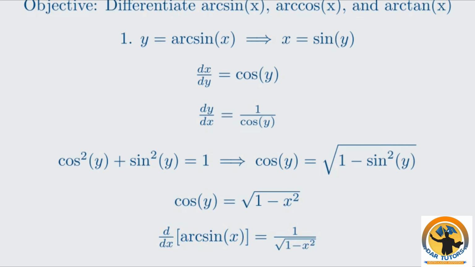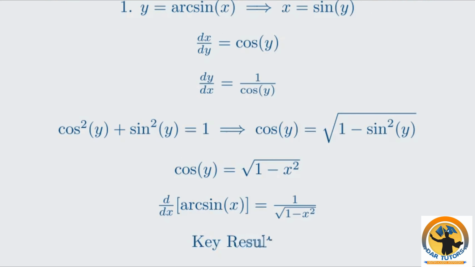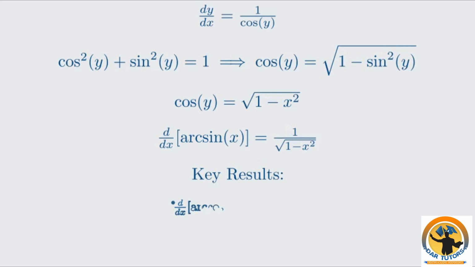Using the same method, we can find the derivatives for arccos x and arctan x. The derivative of arccos x is negative 1 over the square root of 1 minus x squared. And the derivative of arctan x is 1 over 1 plus x squared.